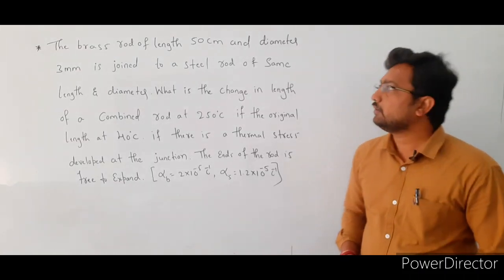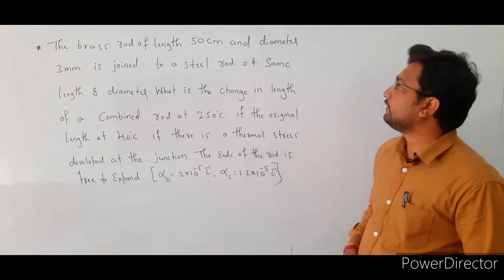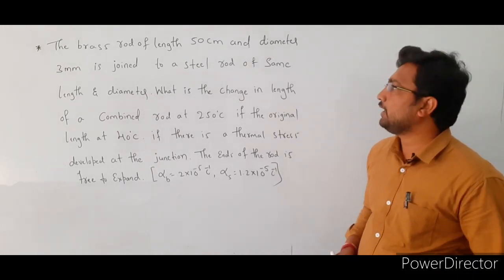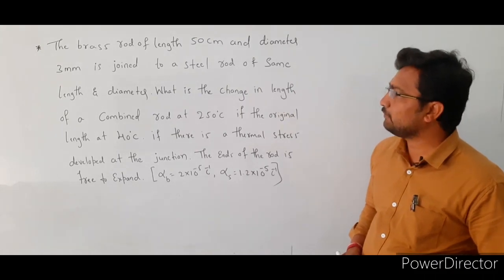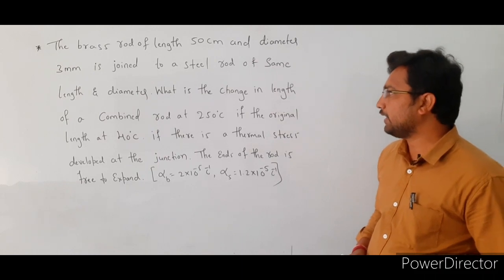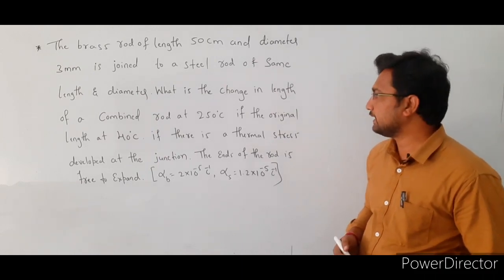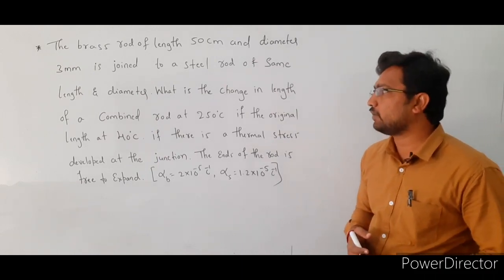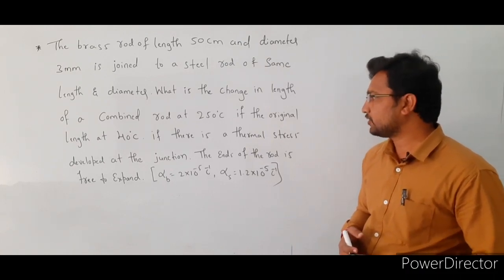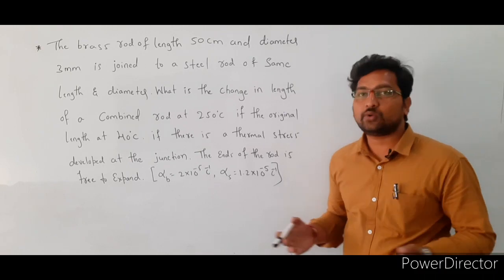See the last problem here. A brass rod of length 50 centimeter and diameter 3 millimeter is joined to a steel rod of the same length and diameter. What is the change in length of the combined rod at 250 degrees Celsius if the original length is at 40 degrees Celsius? Assume no thermal stress is developed at the junction, and the ends of the rod are free to expand.